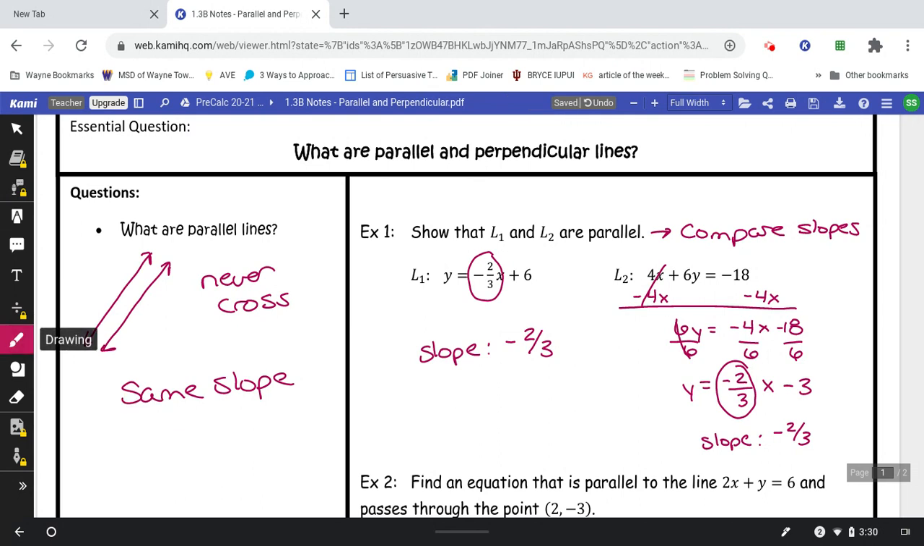Because the slopes are the same, we have shown that the lines are parallel. So all it's asking you to do is show. So all we have to do is find the two slopes, make sure they're the same, and we're done.